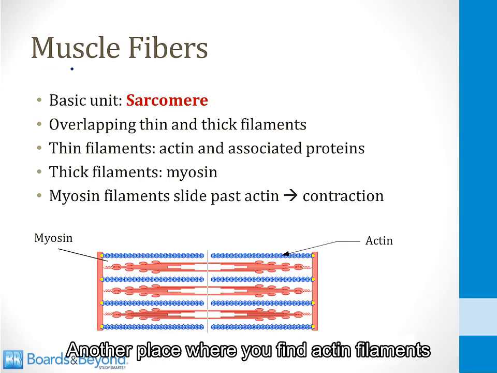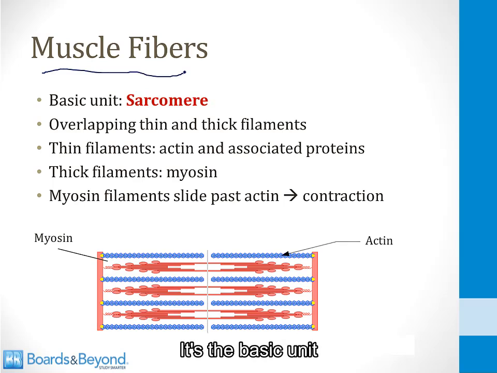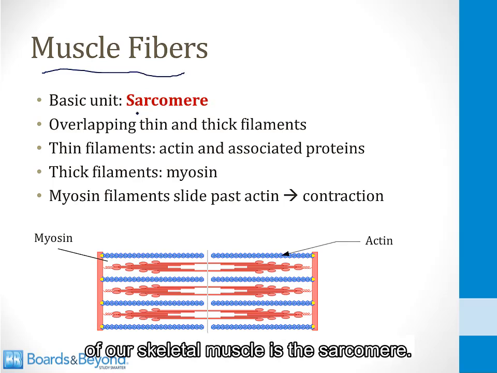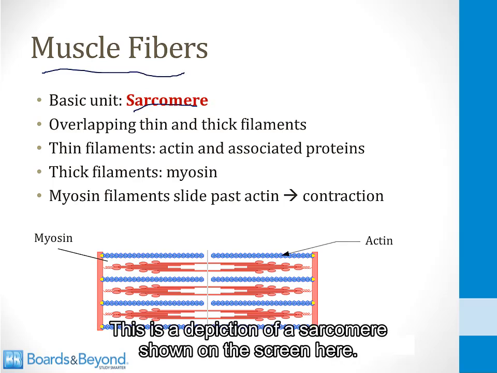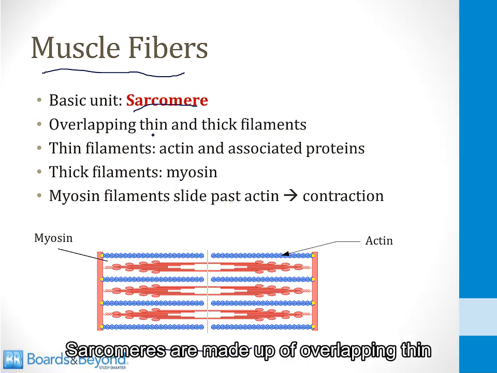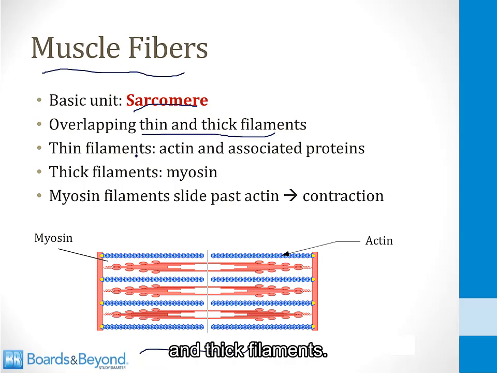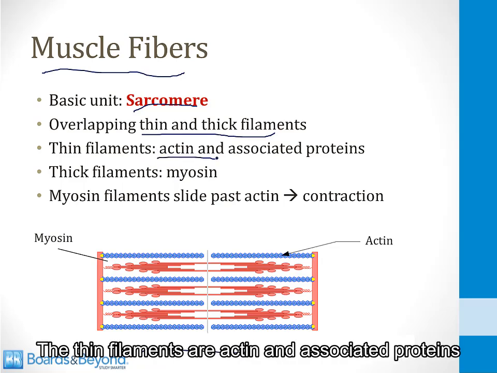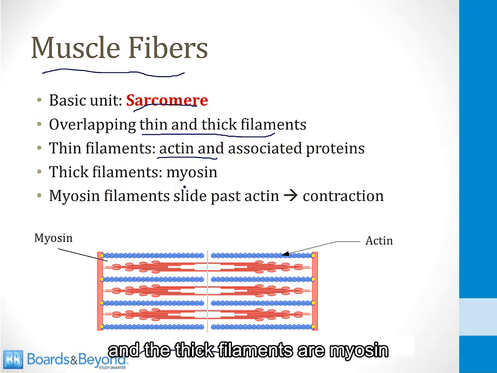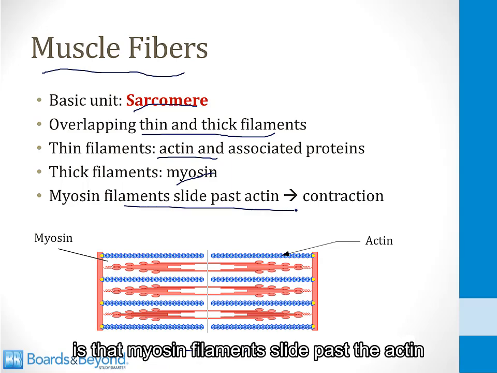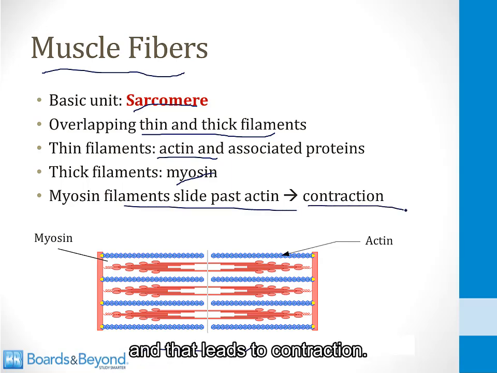Another place where you find actin filaments is in muscle fibers. The basic unit of our skeletal muscle is the sarcomere. This is a depiction of a sarcomere shown on the screen here. Sarcomeres are made up of overlapping thin and thick filaments. The thin filaments are actin and associated proteins, and the thick filaments are myosin. The way our muscles contract is that myosin filaments slide past the actin, and that leads to contraction.